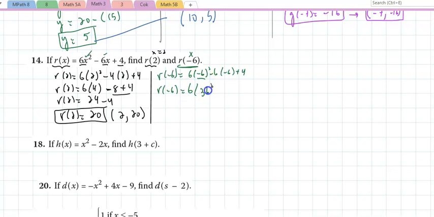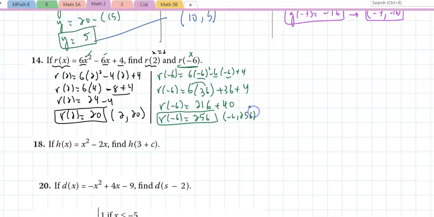Negative 6 squared is 36. Plus 36 plus 4. And this is 36, 116. Plus 36 plus, that's 40. Oh, that's not true. This is 6 times 6 is 36, 18, 216, and r of negative 6 would be 256. Again, what this means, if x equals negative 6, y equals 256.